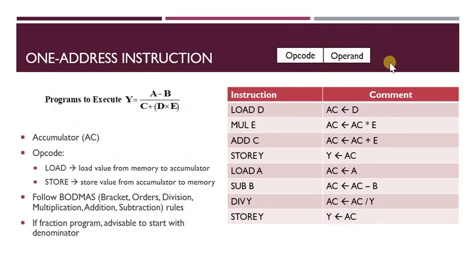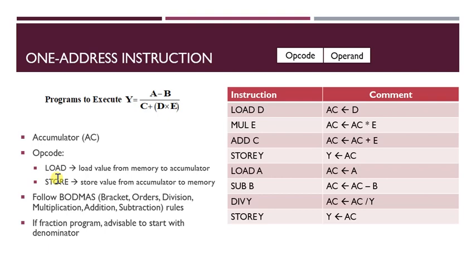So this is the instruction format for the one address instruction. It contains the opcode and also the operand, right? And this is also the same program to be executed like the zero address instruction. Inside one address instruction, it has an accumulator. The opcodes for one address instruction are load and also store. Load means that you need to load value from memory to accumulator. For store, you need to store value from accumulator to memory. So this one is different from the two address instruction. All right, these are the opcodes that need to be used for the one address instruction.